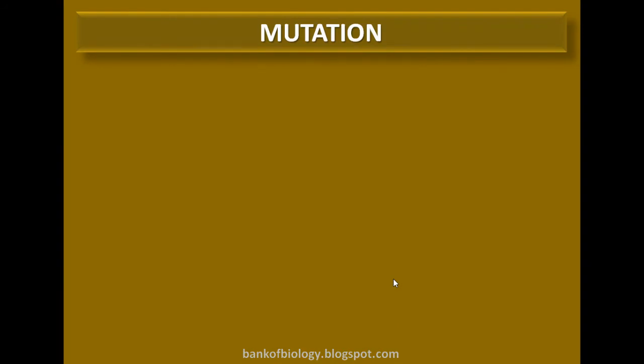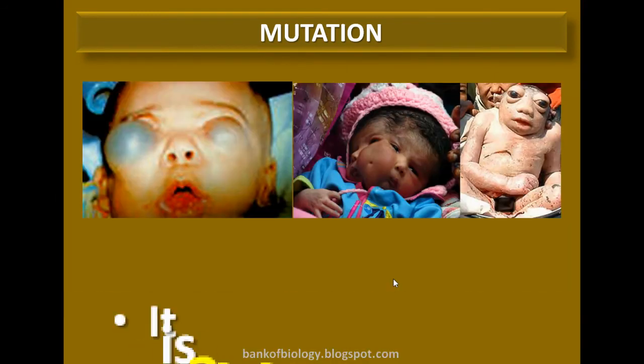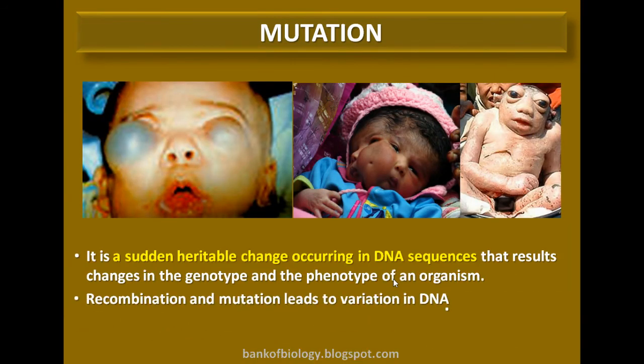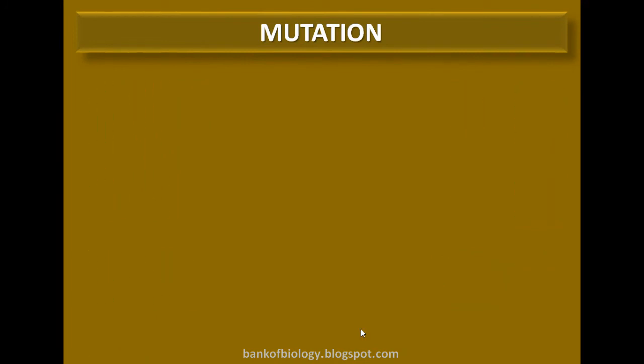Now let's see about mutation. What is mutation? Mutation is a sudden and heritable change that occurs in the DNA sequence. And when the DNA sequence or the gene changes, the genotype of an organism changes, as well as the phenotype. And recombination and mutation both lead to variation in DNA.